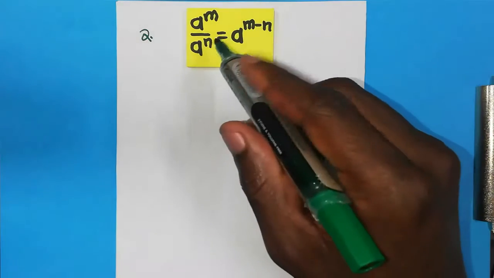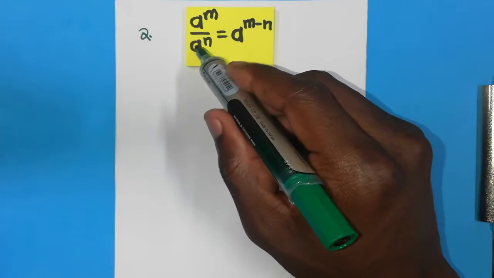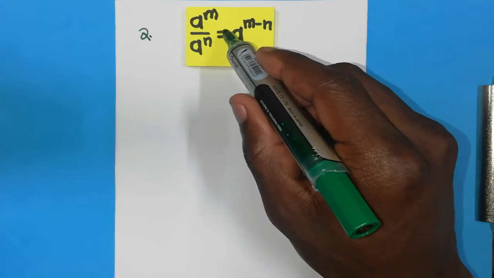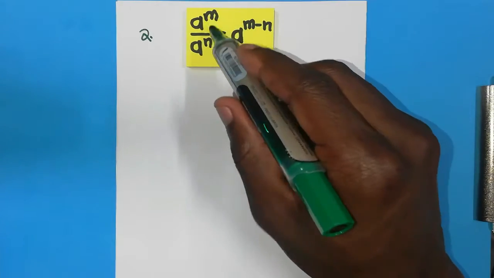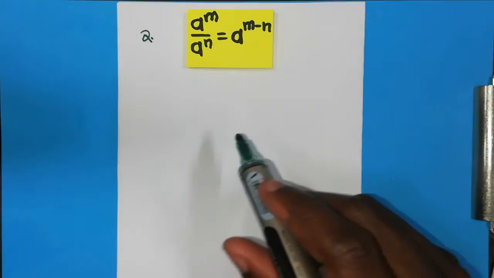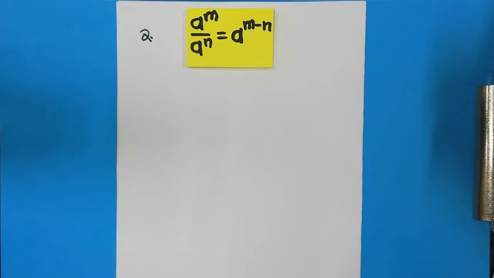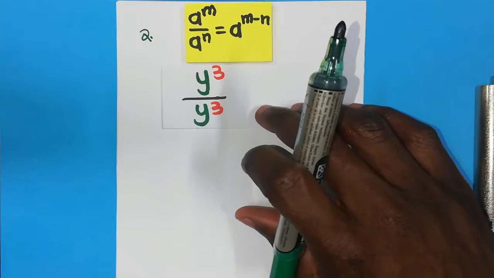All right, here is the second one. When you have a exponent m divided by a exponent n, this is how you write it. It's a single a, m minus n. All right, great. Now let's use an example to explain that. Here's the first example.